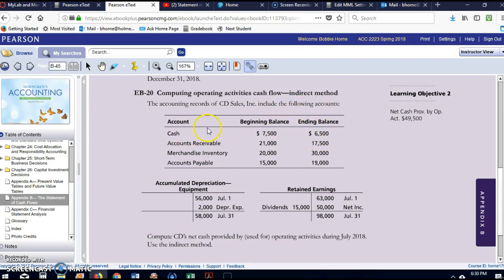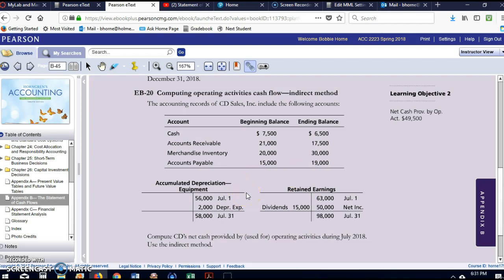So we already know the cash balance started at 7,500 and the ending balance is 6,500. So if we were doing the whole cash flow statement, the change in cash would be a decrease of $1,000. But we're only going to do the operating section. We can see here that accounts receivable went down, and we can see that merchandise inventory went up and accounts payable went up. So make sure you calculate those differences so you will know how much of an increase or a decrease there is. So let's go ahead and continue to look.